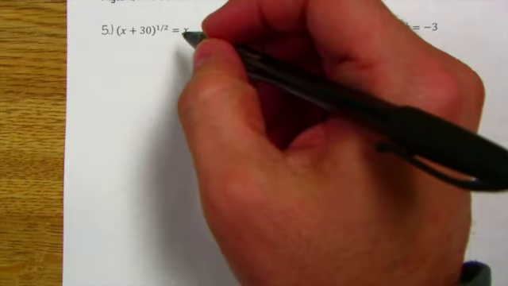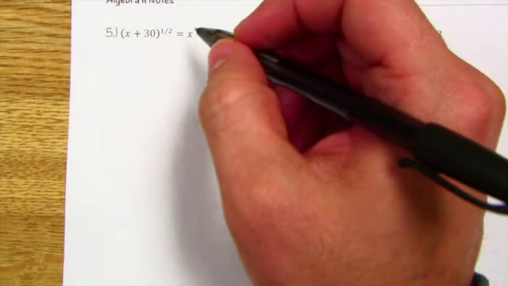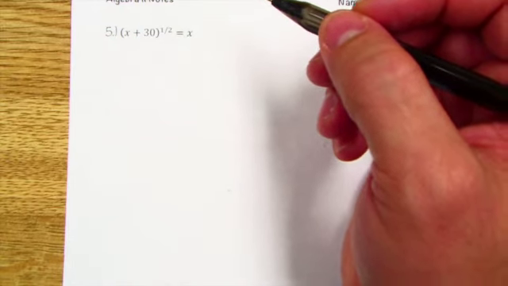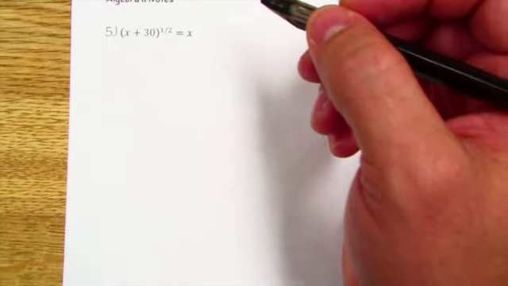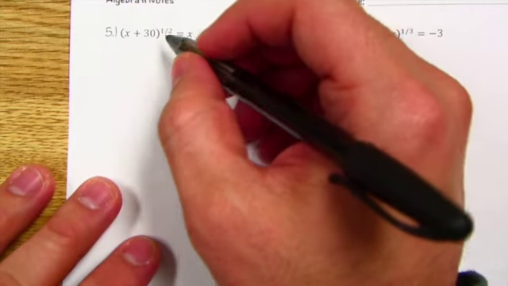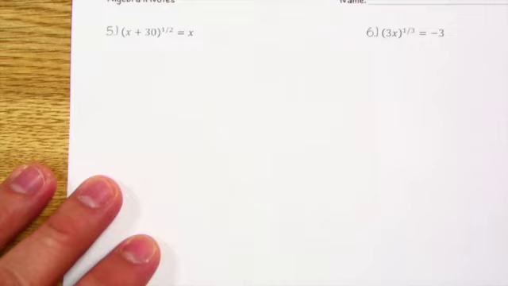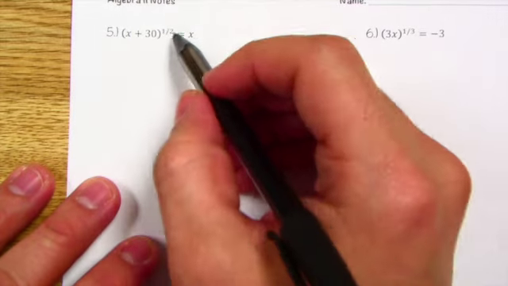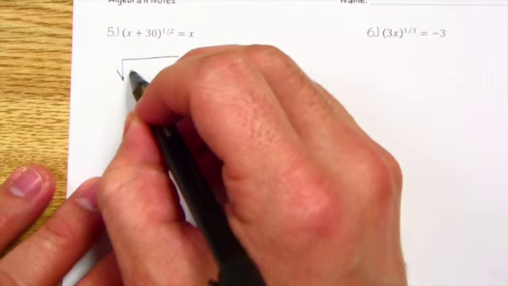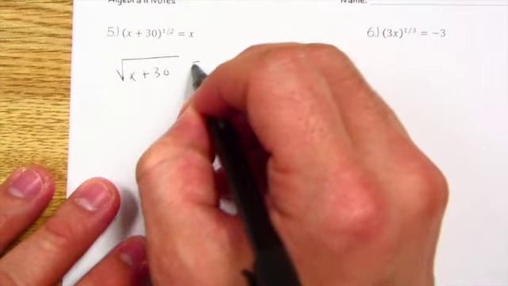We got a couple more, and these are where you would have to change the form into radical form first and then do it. I mean, we could take the time and actually solve these if you want to, but it's the same thing. So this is 1/2. So that is a square root. So that technically this is the square root of x plus 30 equals x.